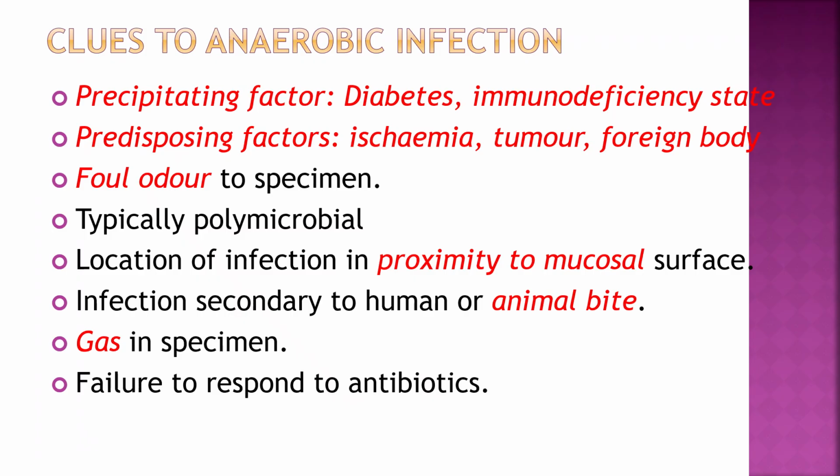There are some clues to anaerobic infection. First are precipitating factors like diabetes and immunodeficiency states, then predisposing factors like ischemia, tumor or foreign body present in that infection, or foul odor of the specimen. Then they are typically polymicrobial. Then location of infection in proximity to a mucosal surface. Then infection secondary to human or animal bite. Then gas present in the specimen and failure to respond to common antibiotics.